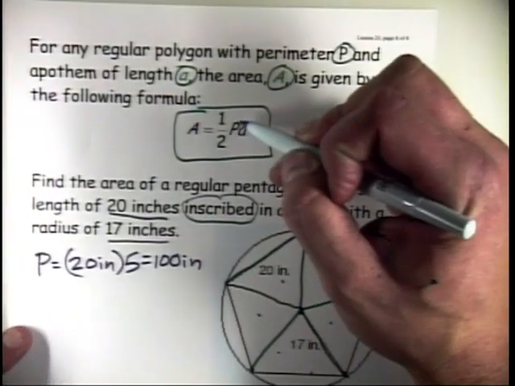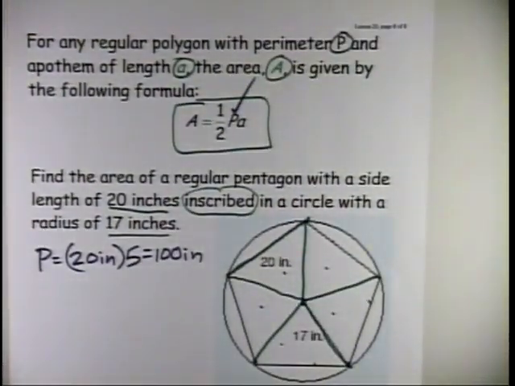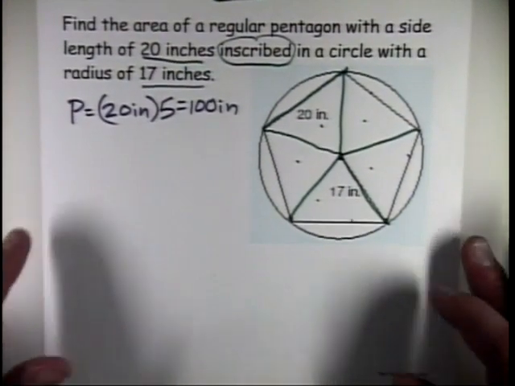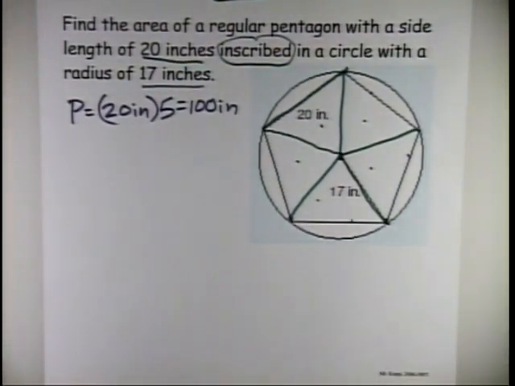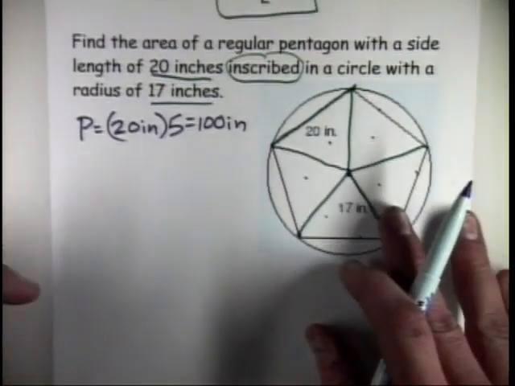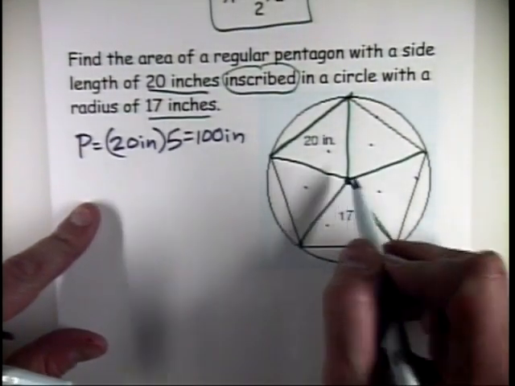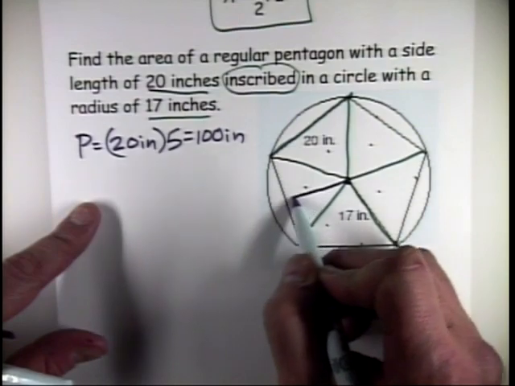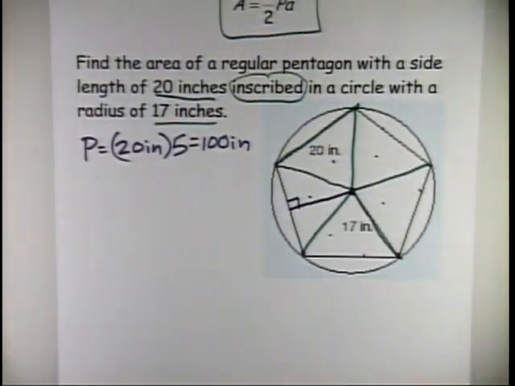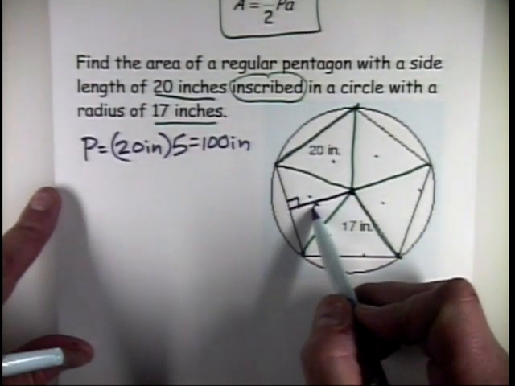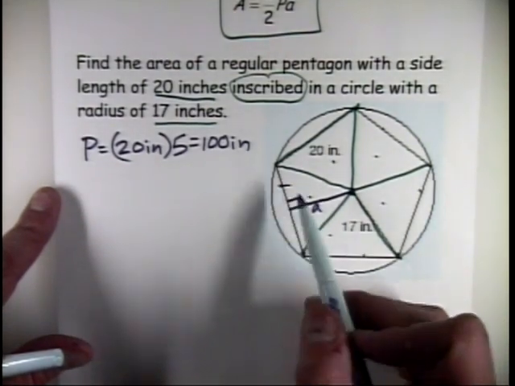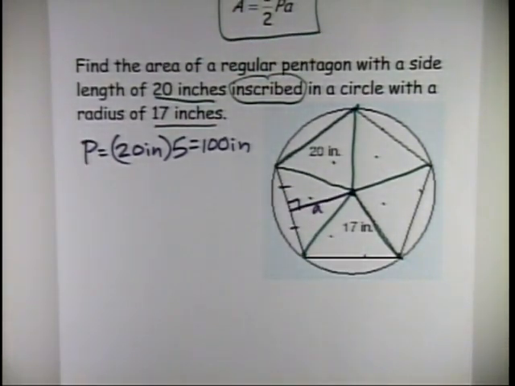So in the formula, I like to check it off. I have P. Now I need to find the apothem. And this is where a little bit more problem solving comes in. The apothem, I need to draw it. That'll help me see it, won't it? So if I come from the center and I drop that perpendicular to a side length, this is the apothem A. And remember, it bisects the side lengths, which we know to be 20.